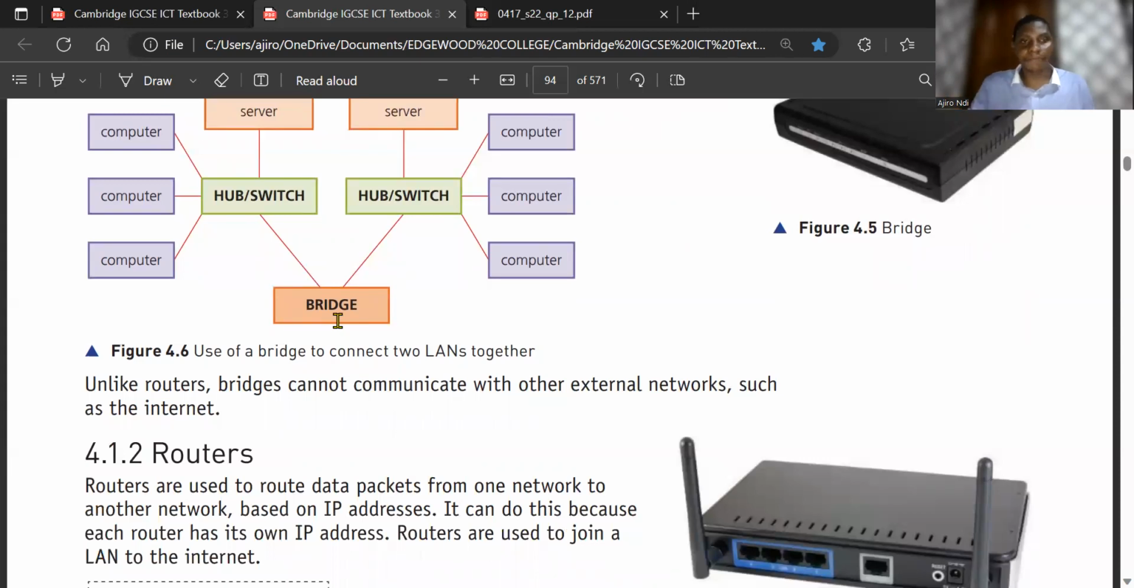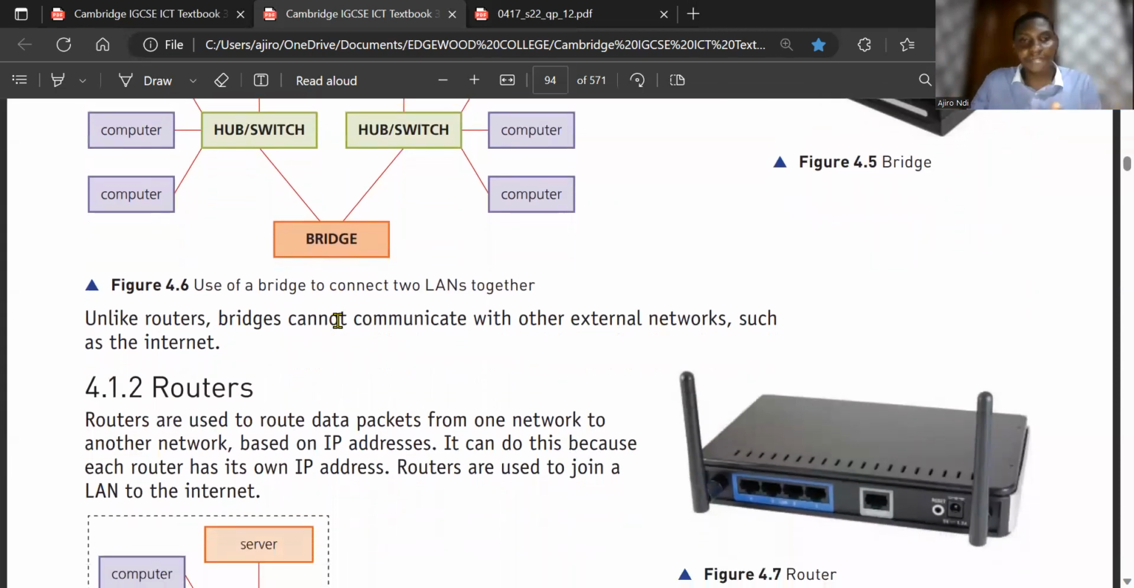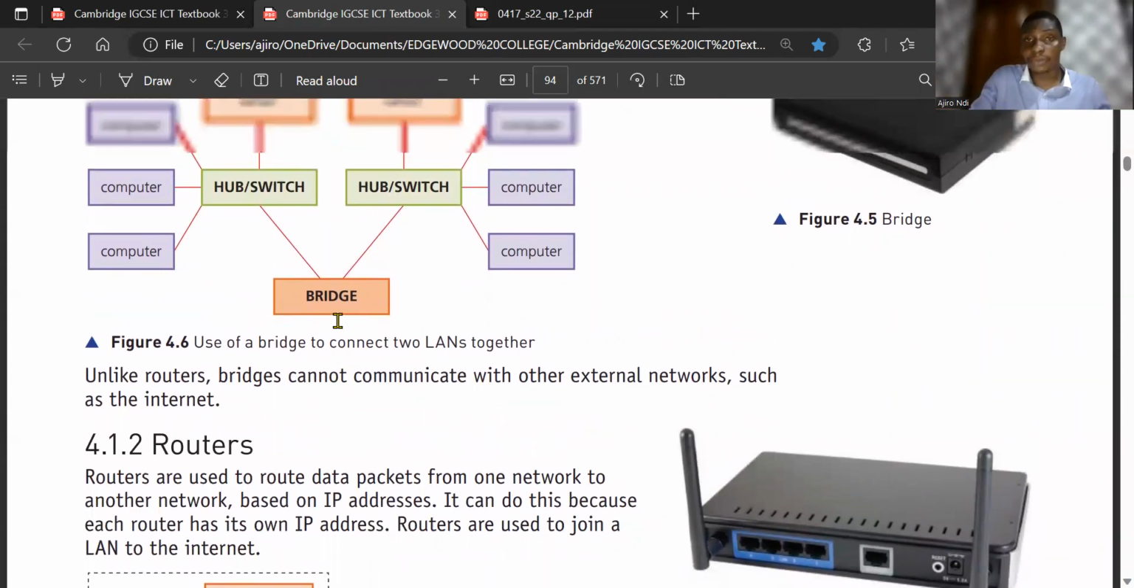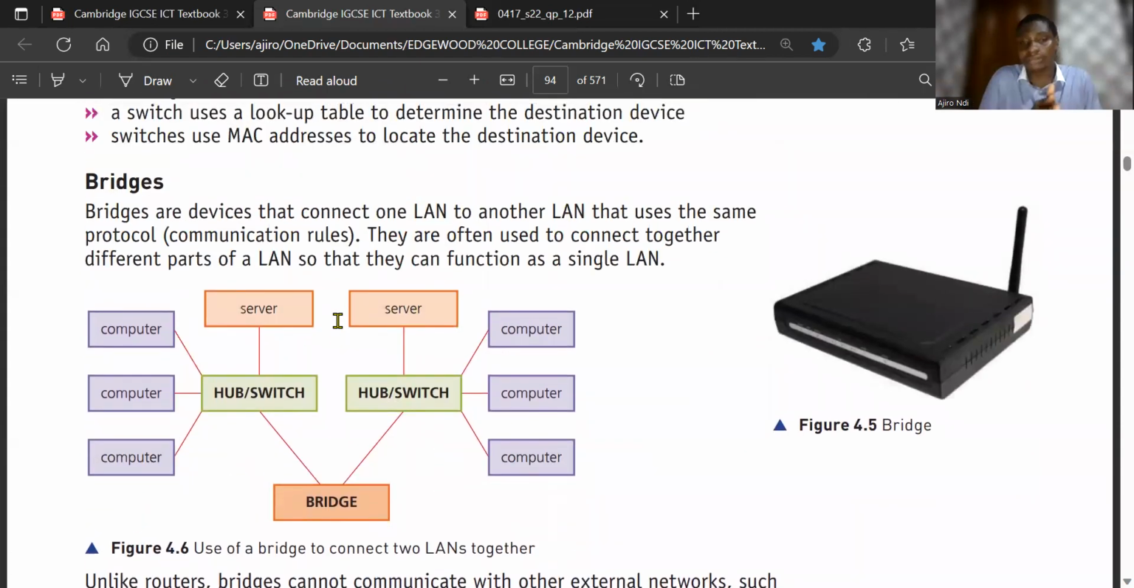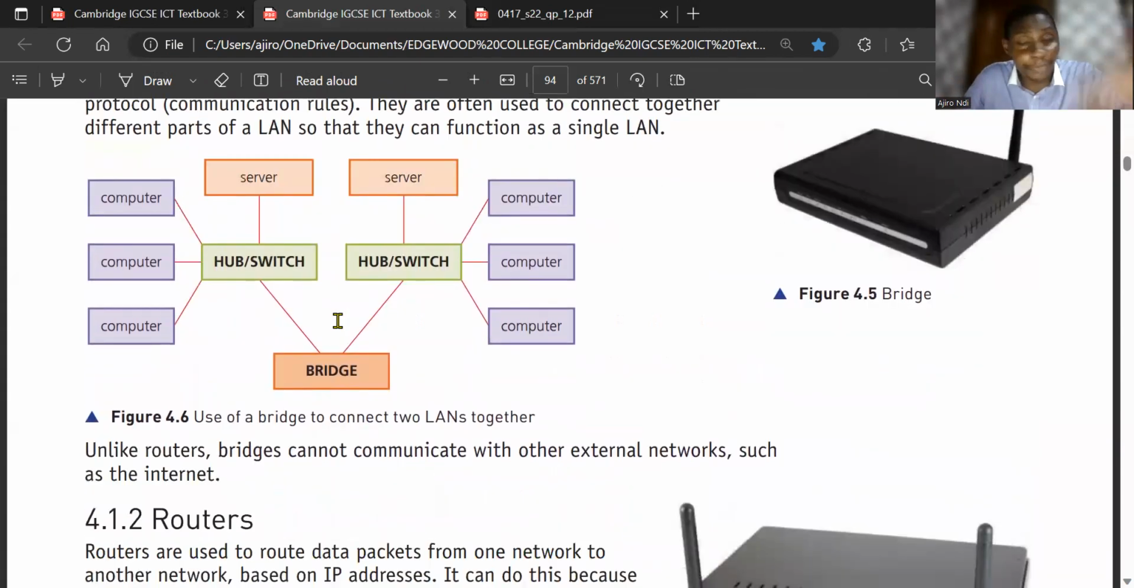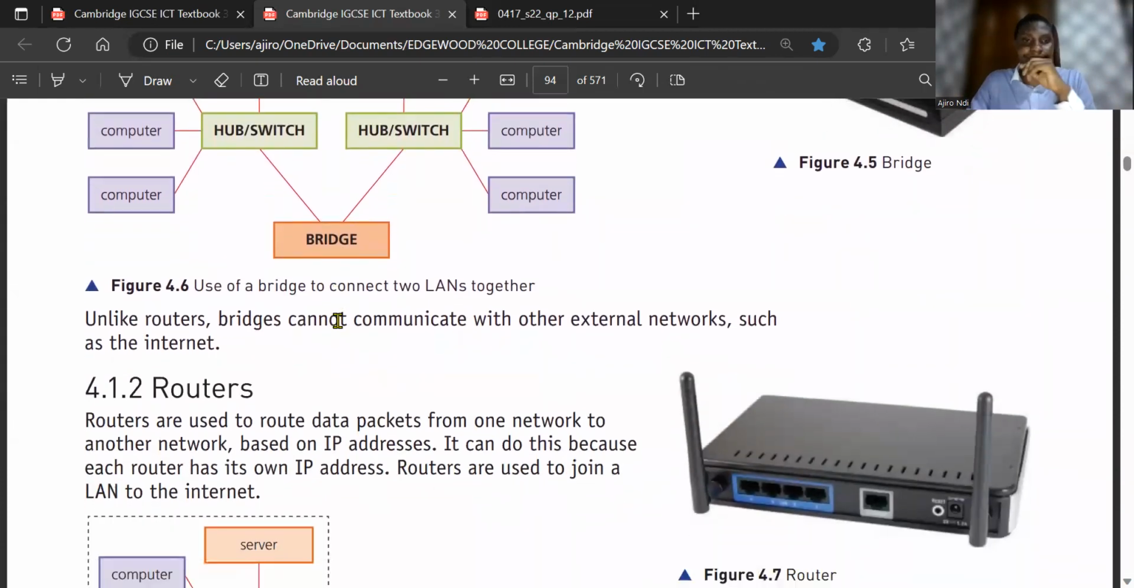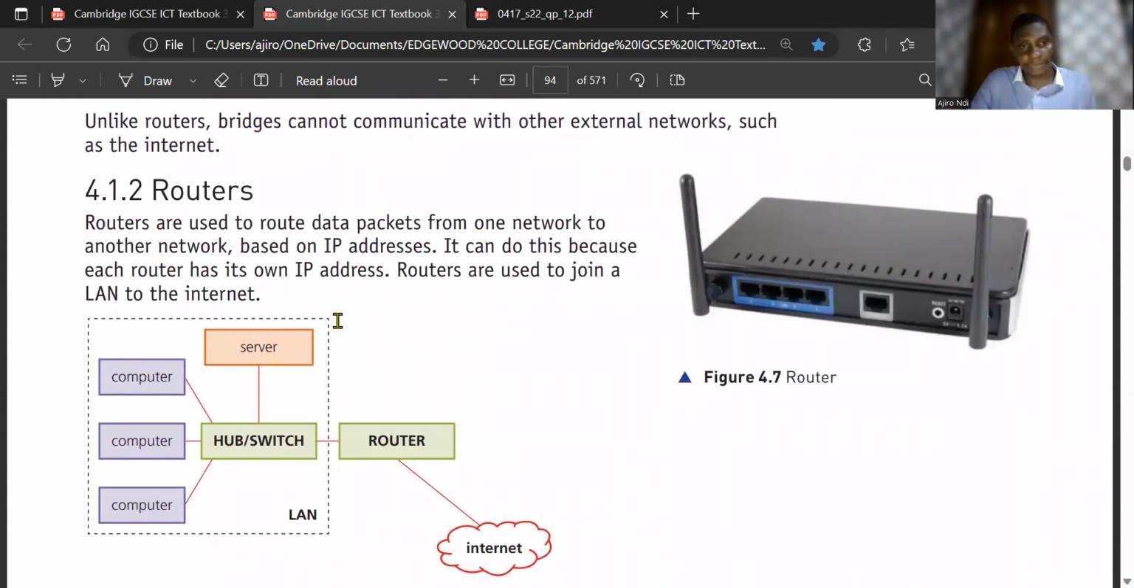Now, unlike a router, a bridge cannot communicate with the external network. The function of a bridge is just to bring together different parts, different LANs, right? Or different switches together to form what? To function as a single LAN. Now, can you see what I'm talking about?